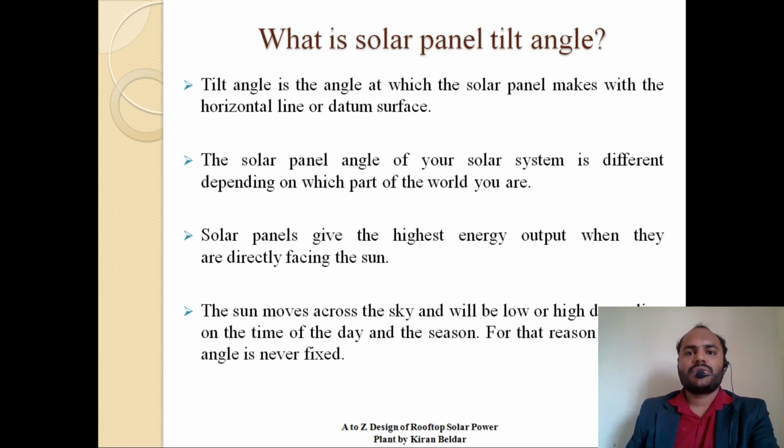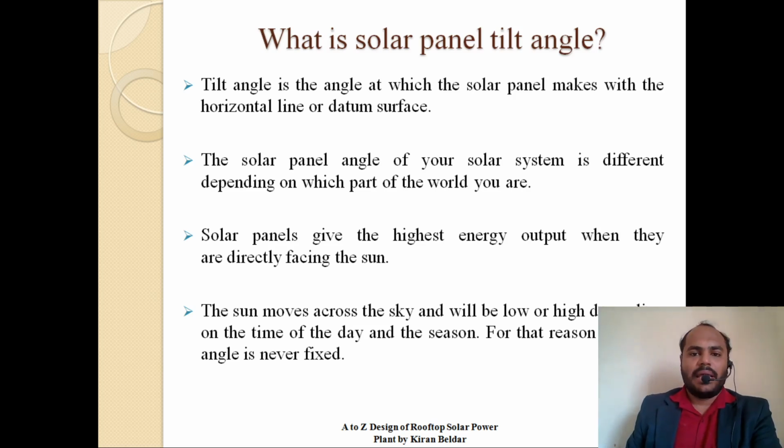Now, what is the solar panel tilt angle? Tilt angle is the angle that the solar panel makes with the horizontal line or the datum surface. Whenever a solar panel is tilted at an angle theta, let's say, with respect to the horizontal datum surface, that theta angle of inclination with the horizontal surface is nothing but the tilt angle.